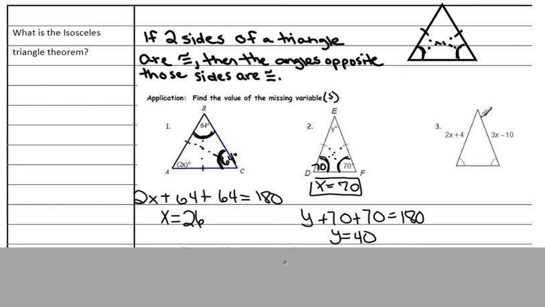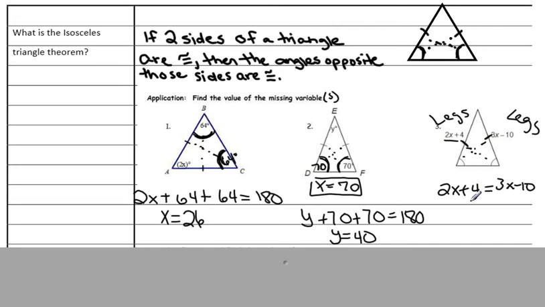And the last part of the theorem, this is what's called the converse, or the flip, is that if you are given two congruent base angles, you can now assume that the sides across from those angles are also congruent. So this side, 2x plus 4, would be congruent to or equal to the other side, 3x minus 10. And those sides are called legs, the congruent sides in an isosceles triangle.